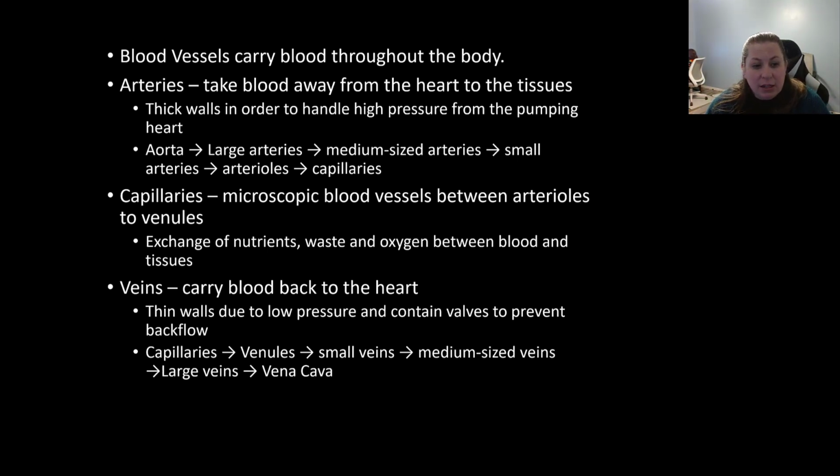So the sequence here is going to be from capillaries to tiny veins that we call venules. These go into bigger veins, which are small, medium, then large, until we finally get to the biggest vein, which is the vena cava. And the vena cava is very large. It's about 1.5 inches in diameter, so it's a very large vessel.